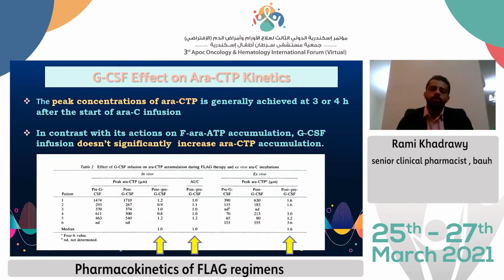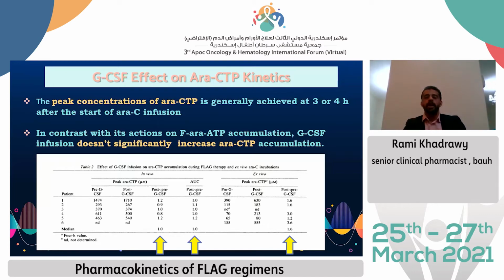However, the effect of G6F on RCTP was different. It didn't significantly increase the RCTP accumulation. The peak concentration of RCTP is achieved after 4 hours of RC infusion. Despite the difference in this study from in vivo and in vitro studies, ex vivo or in vitro studies revealed that the post to pre ratio after G6F administration with cytarabine resulted in 1.6. However, the area under the curve in vivo did not change from pre to post GSF administration.